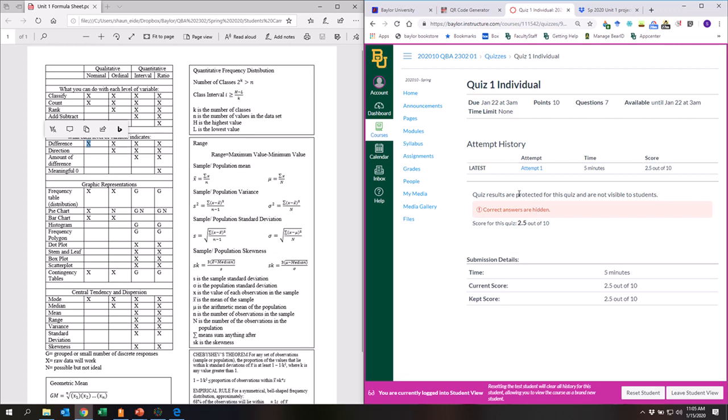But make sure, especially for the first quiz, I do not have any time limit on it at all. Take your time. Make sure that you understand what's going on. So that's how you do the quiz. Like I said, you're always going to have some vocab.